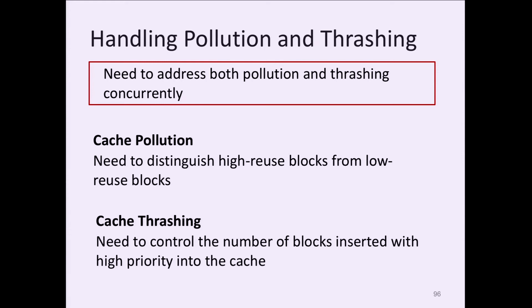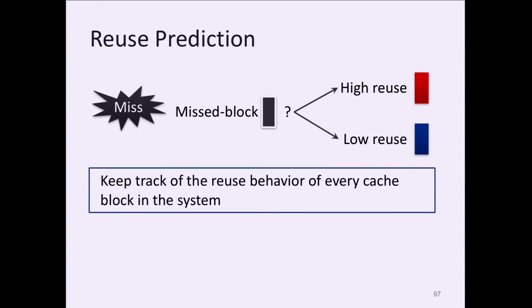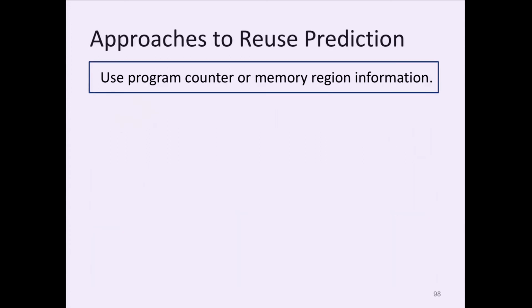We're going to tackle this problem a lot in this work. So the key question we have is, whenever you get a missed block, how do you determine whether it's going to be reused a lot or reused by little? You can keep track of the reuse behavior of every cache block in the system. That's impractical because it's a lot of storage overhead and lookup latency. Right? You really need to do it for the entire memory, not just caches.